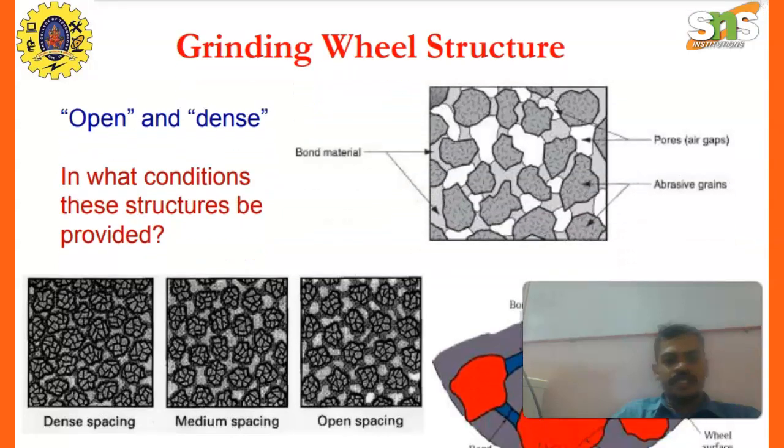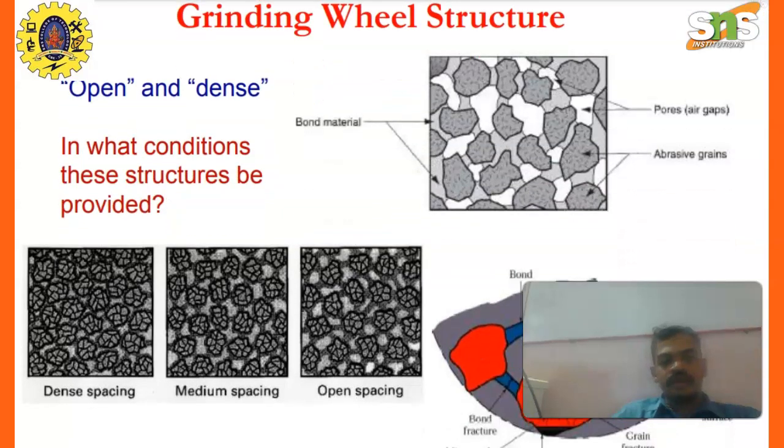Grinding wheel structures. These are the different types of grinding wheel structures shown in the images: open and dense. The dense spacing, medium spacing, open spacing. We have a lot of difference. Dense spacing has no space compared with medium spacing. Here the distance is high. Open spacing has more distance compared with the dense spacing and medium spacing.